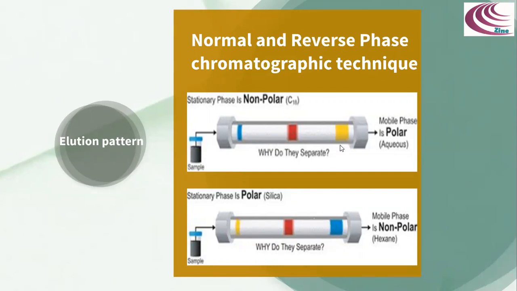What is the takeaway? In normal phase chromatography, the stationary phase is polar and the mobile phase is non-polar, whereas in reverse phase chromatography, the stationary phase is non-polar and the mobile phase is polar.